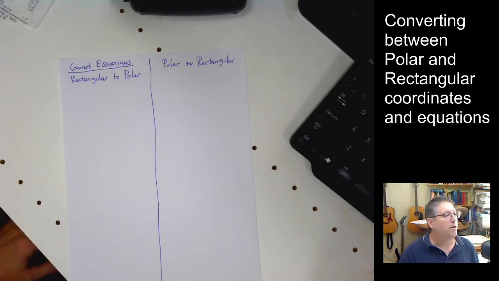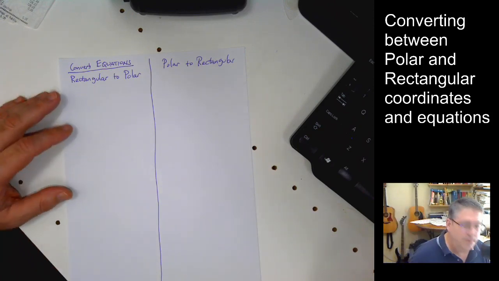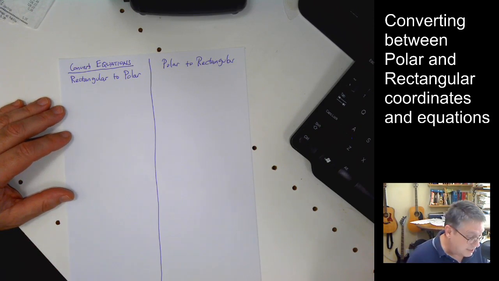Okay, so here we are, part two. We did converting between polar and rectangular coordinates, and now we're doing converting between polar and rectangular equations. So it's a very similar process. It's just now we're thinking about the whole equation instead of just the coordinates.